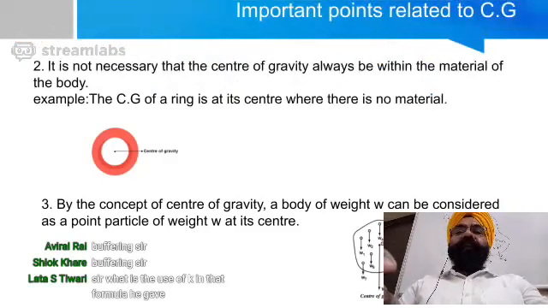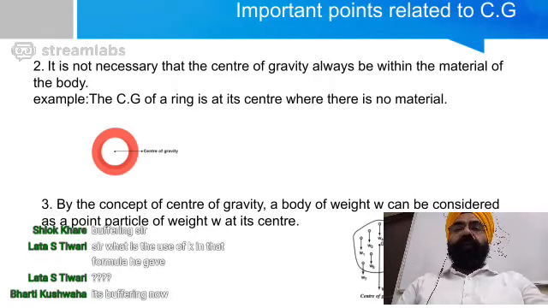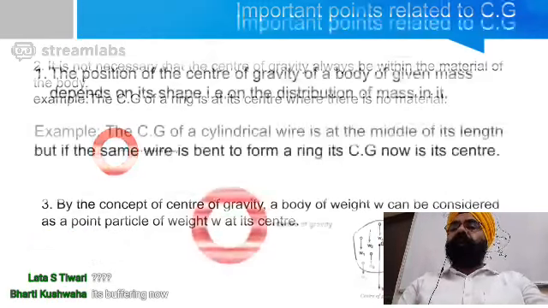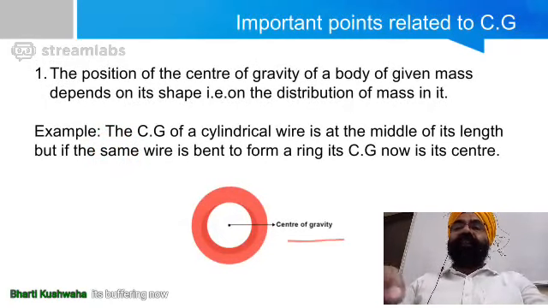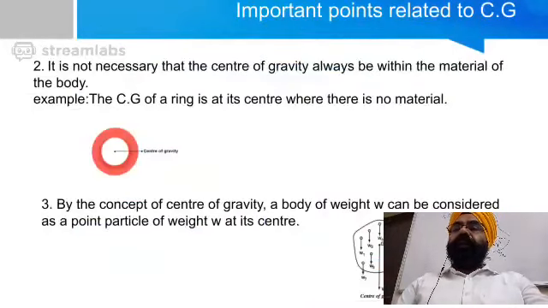Now, the second point is, it is not necessary that the center of gravity always be within the material of the body. We discussed the last case wherein we formed a ring, and we saw that the center was not in the material of the body. It was in empty space, in the empty space within the ring. So it is not necessary that it will always be on the material of the body. It could be away from the material of the body also.